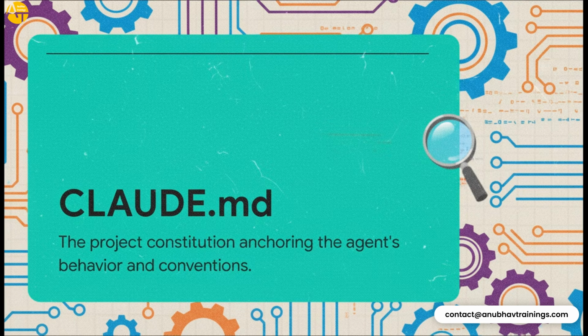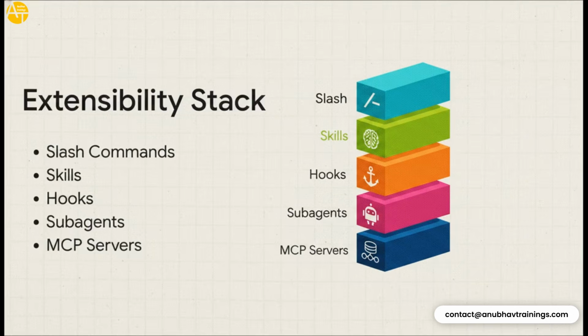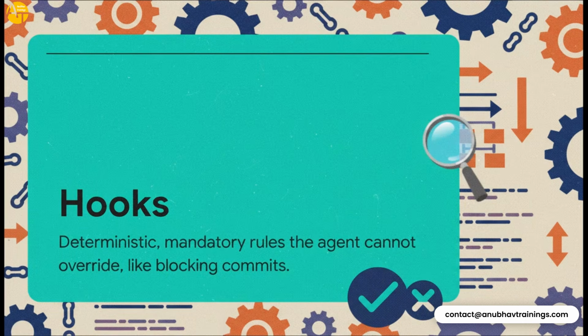Listen, for any serious project, you, the developer, have to own this file. Do not rely on the AI to just blindly guess how your codebase is structured. From there, you unlock what's called the extensibility stack. You get slash commands for deterministic shortcuts, skills that Claude autonomously loads up when they're relevant, hooks for mandatory rules, subagents that farm out complex work to keep your main context clean. Moving from just reactive chatting to building a custom system with this stack, that's exactly what separates the novices from the real power users.